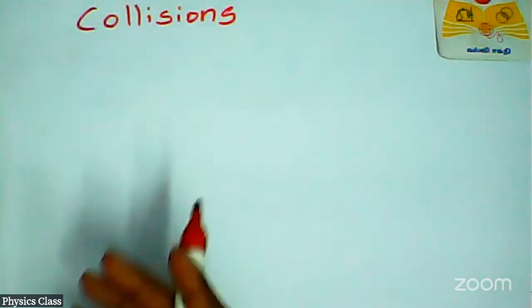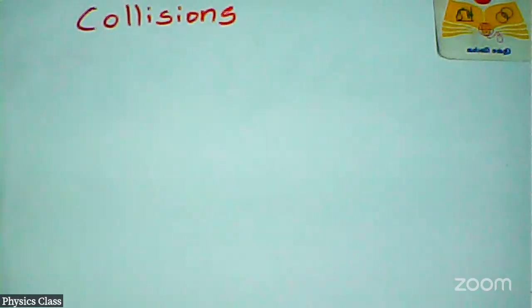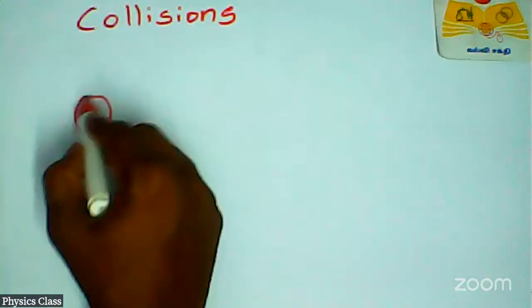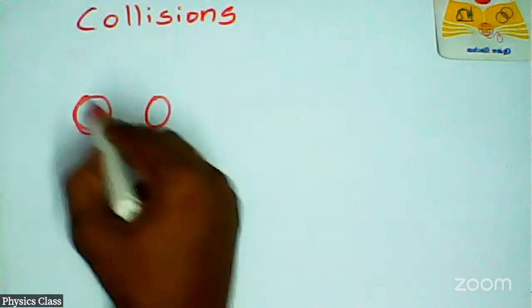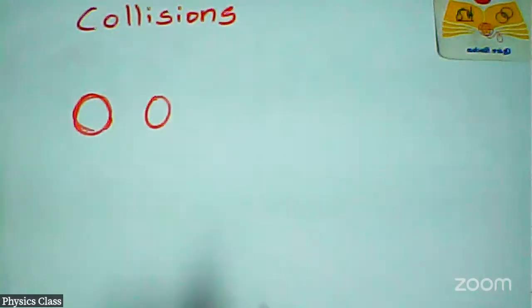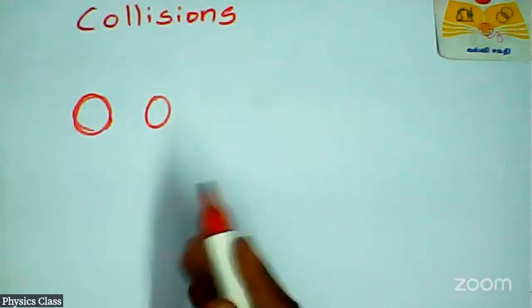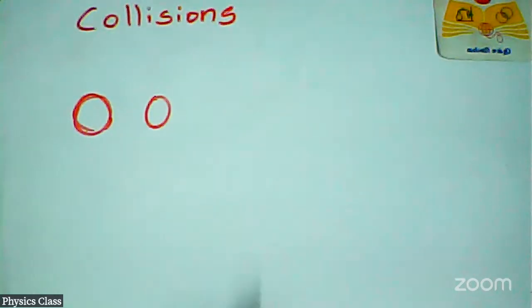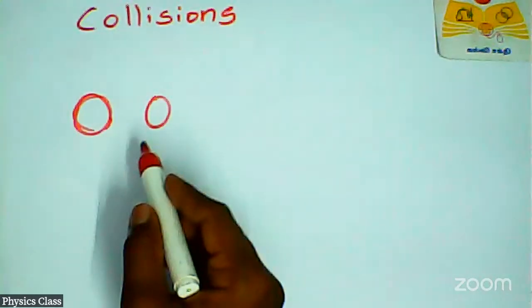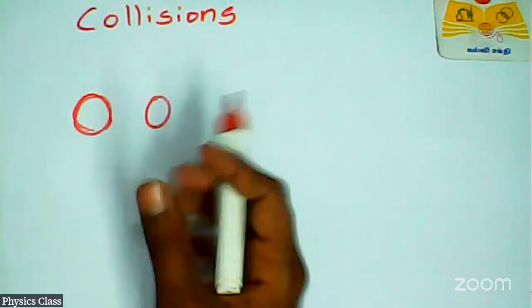Collision is a common phenomenon that happens around us every now and then. You can see it every day. For example, you may play carom board. Carom, billiards, marbles, etc. are examples of collisions. Collision happens between two bodies, with or without physical contact.